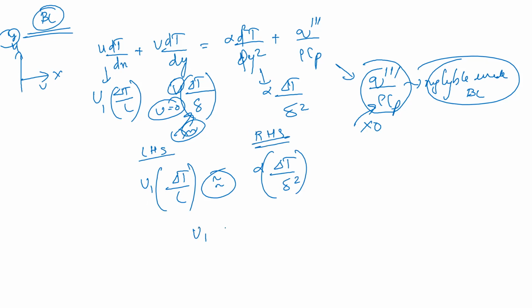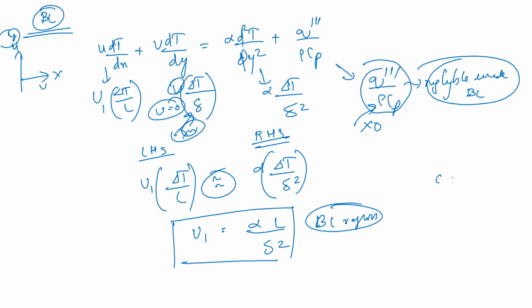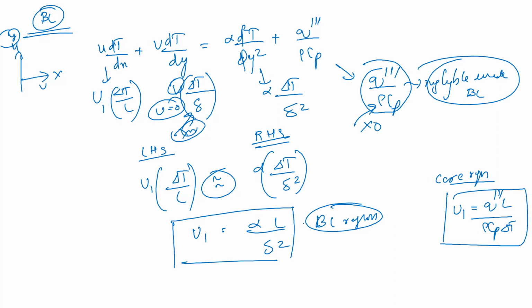So from that you will get U1 scales with alpha into delta T can be eliminated, alpha into L by delta square for the boundary layer region. So, core region, what was the expression? There, in the core region, the Q triple prime comes in. Q triple prime into L by rho Cp delta T. So here you see delta T is not a factor. So here alpha, L and delta square are the factors. Okay.